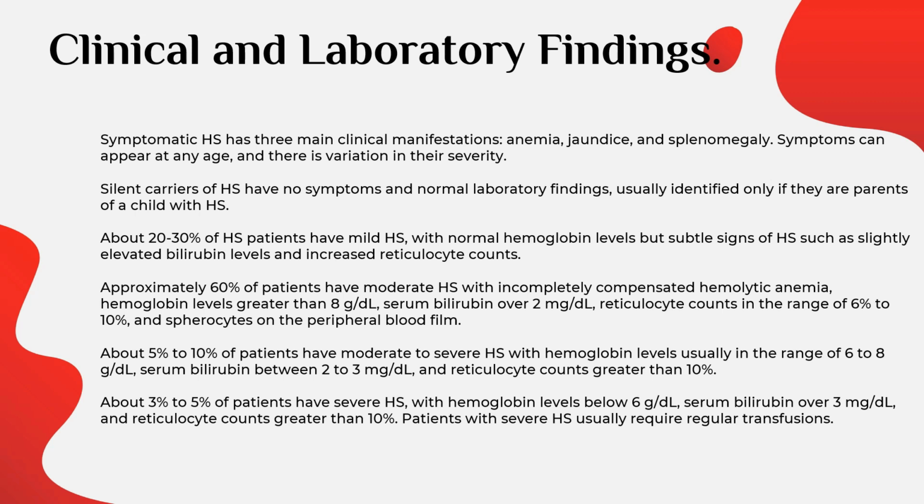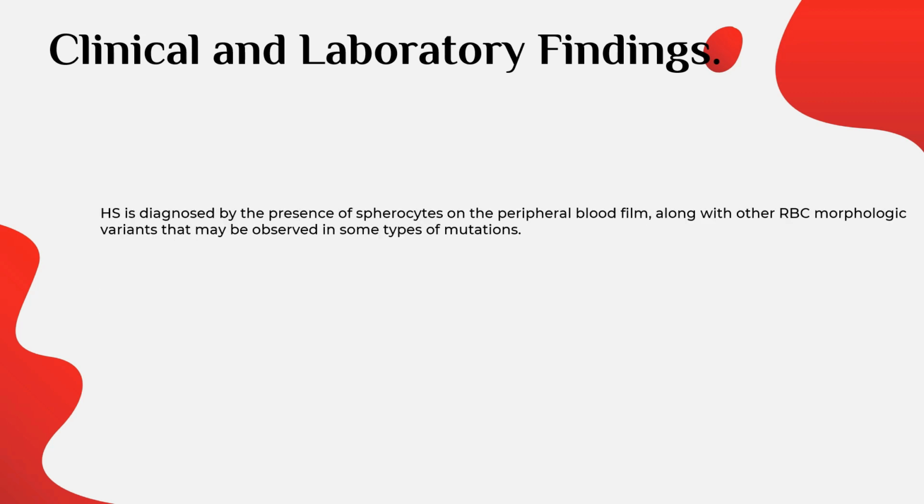About 3% to 5% of patients have severe hereditary spherocytosis, with hemoglobin levels below 6 grams per deciliter, serum bilirubin over 3 mg per deciliter, and reticulocyte counts greater than 10%. Patients with severe hereditary spherocytosis usually require regular transfusions.